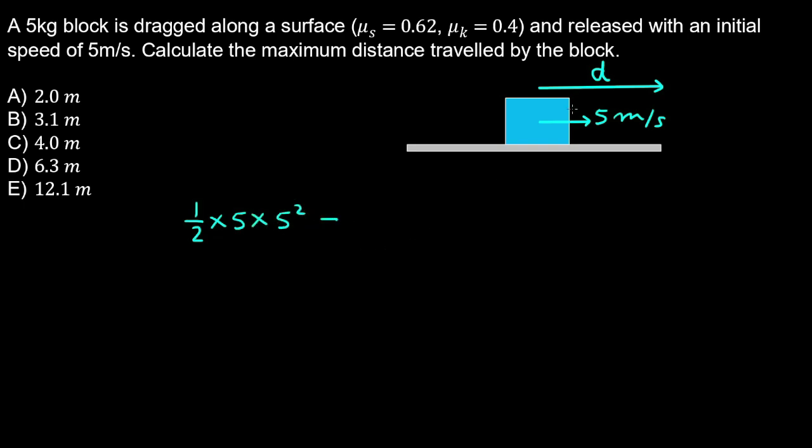minus the work done by the friction force, which is a kinetic friction force. So we have mu k by the mass of the block by the gravitational acceleration by the distance traveled, and that's equal to the final kinetic energy, which is 0. Because when a block reaches a maximum distance, it is at rest. So if we solve this equation, we get the distance traveled being 3.1 meters. So the correct answer is B.